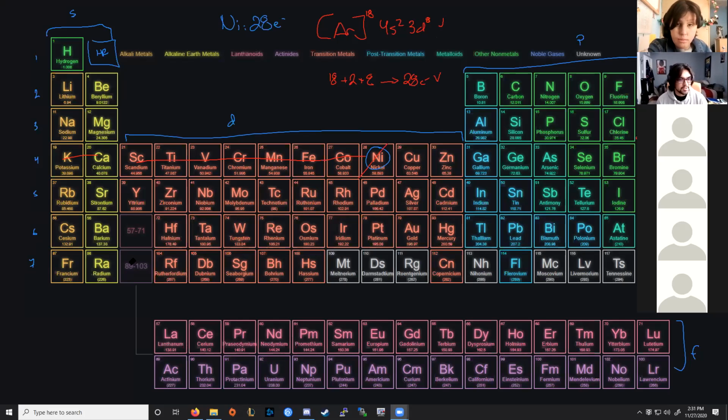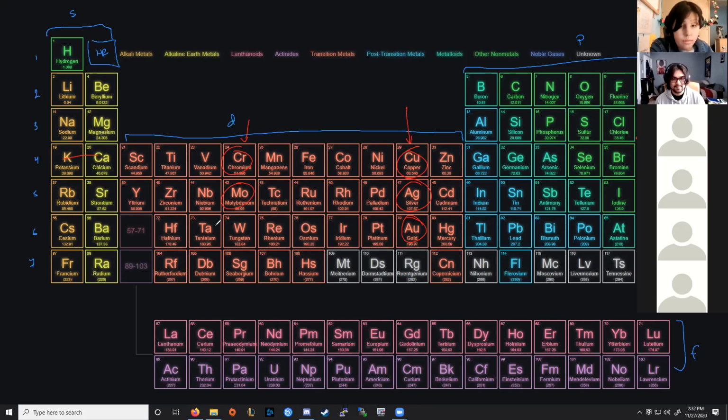What are the exceptions again? Can someone tell me what the exceptions are? So it's chromium, copper, and then Mo, and silver. Yeah, so we have chromium, copper, Mo, and silver. I believe gold is also one of them. So anything under this column and anything under this column. Okay, thanks.